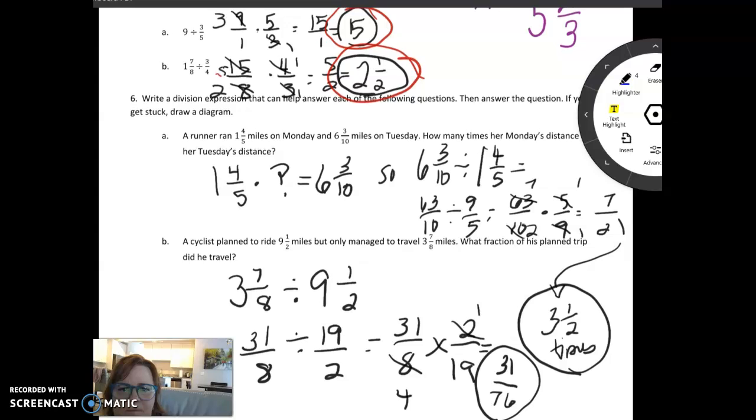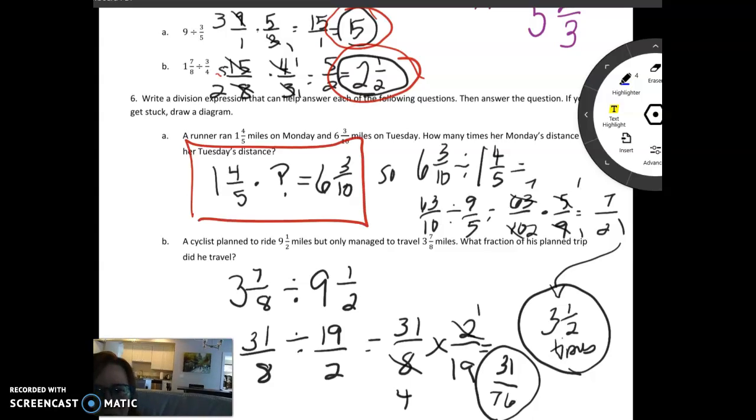Okay, last problem. A runner ran 1 4/5 of a mile on Monday and 6 3/10 miles on Tuesday. How many times her Monday distance is her Tuesday distance? So we're going to, again, write down exactly what you know, and then we'll come up with our equation afterwards. So I'm going to take my 1 4/5 Monday distance times some number to get my Tuesday distance, right? So this is what we're trying to figure out.